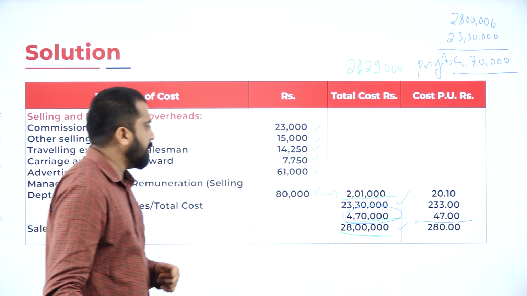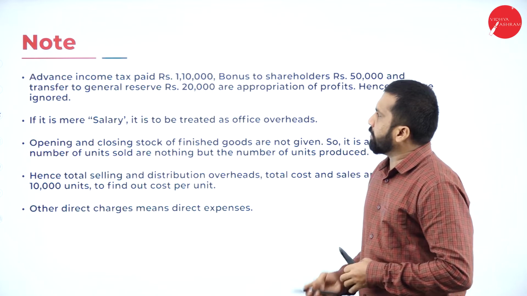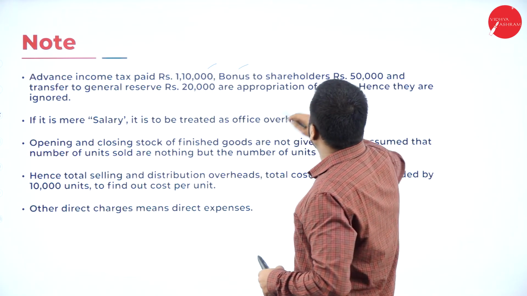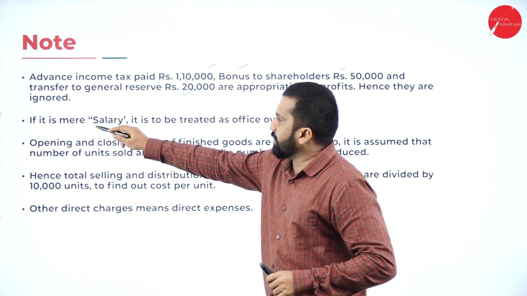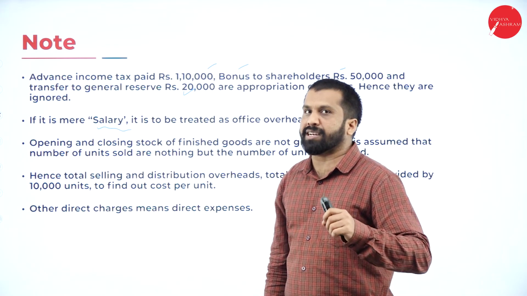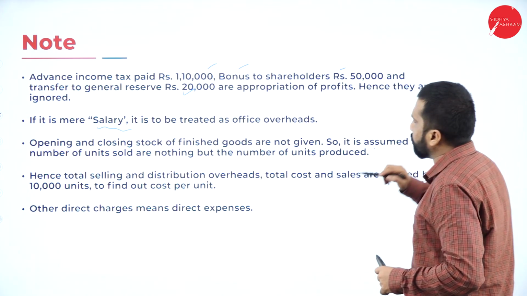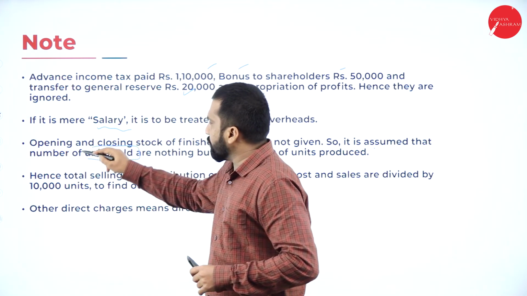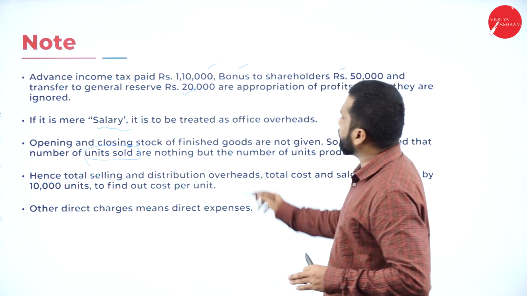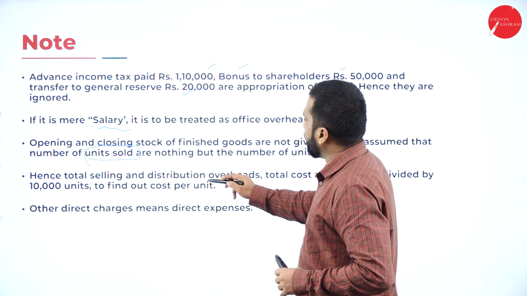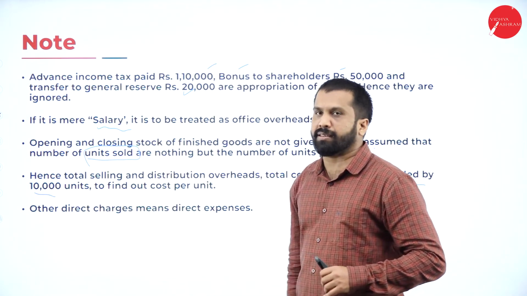Clear? Yes. Now, these are the additional information, as I told you: income tax, bonus, shareholders, general reserve, all are financial items we don't consider. Salary they have not mentioned particularly, so we consider it for your office. Opening and closing stock, finished goods are given. It is assumed that number of units sold. See, number of units from the beginning till the end, we have taken 10,000 only. So we don't change anything. Total selling, distribution, overhead, total cost overhead divided by 10,000. Everything is divided by 10,000 only.